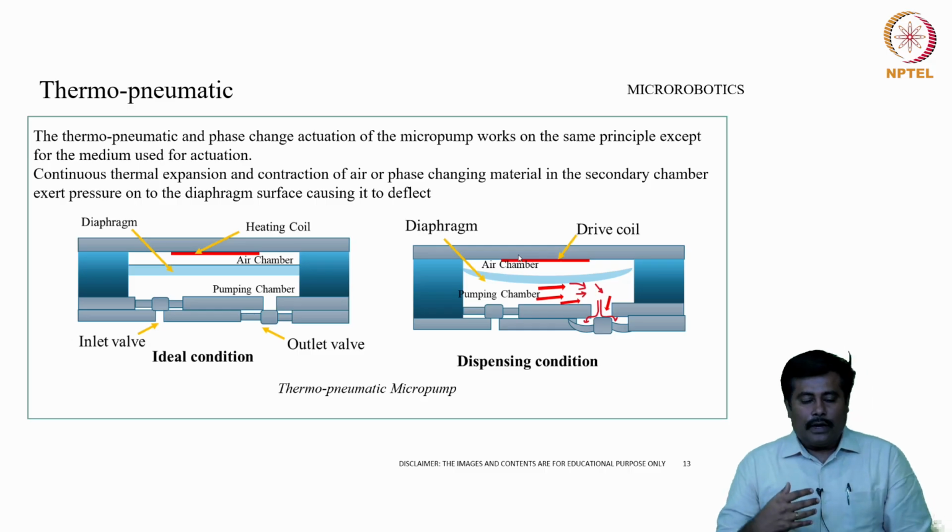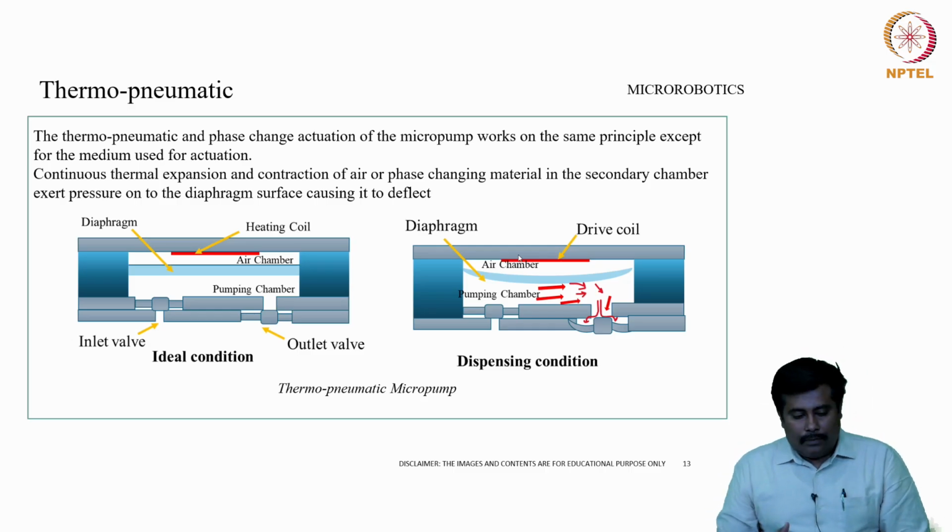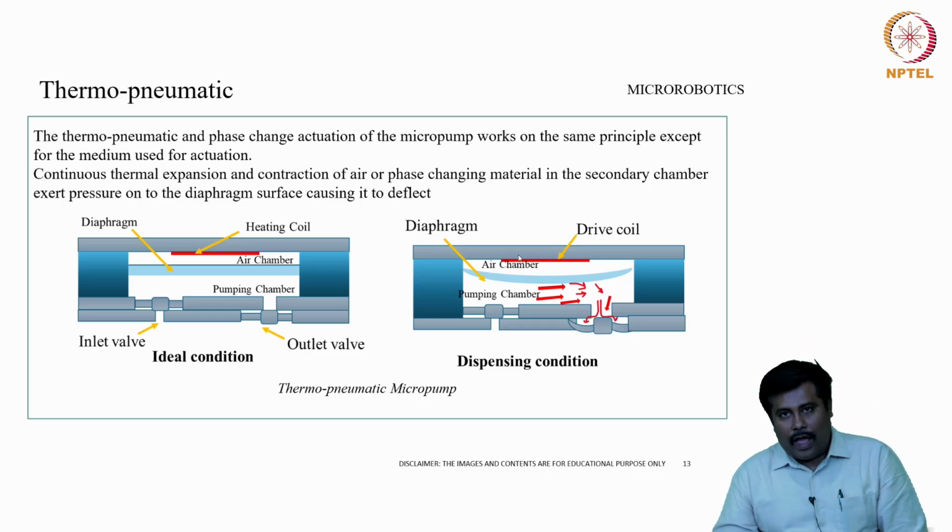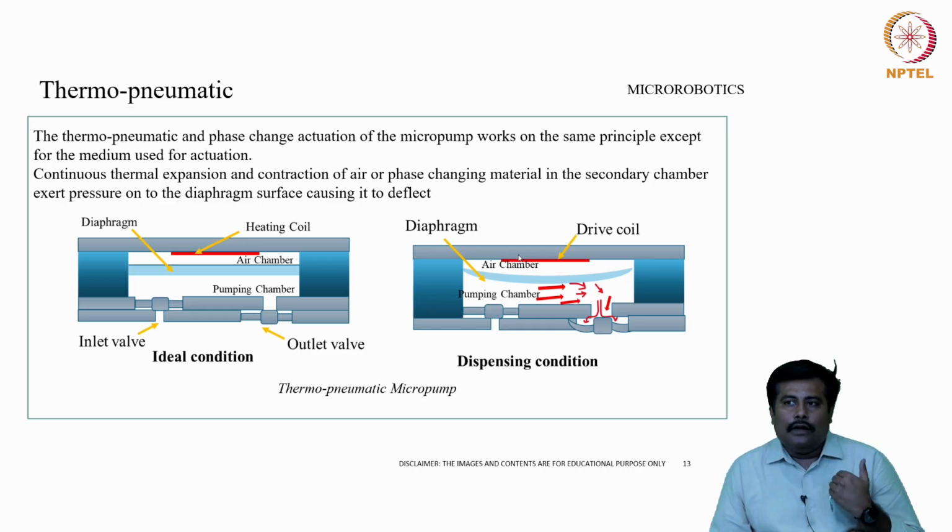So, there is going to be a continuous thermal expansion and contraction of air or phase changing material in the secondary chamber, which exerts a pressure onto the diaphragm, which causes it to deflect, or it gives an indication for an appropriate vibration.